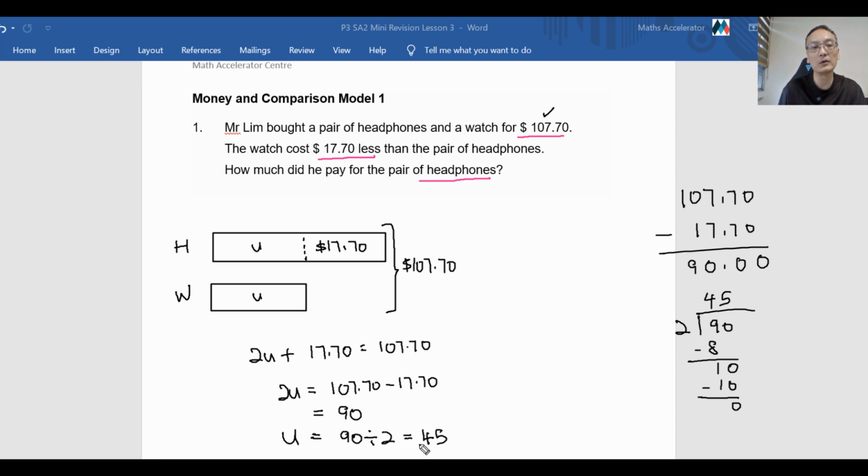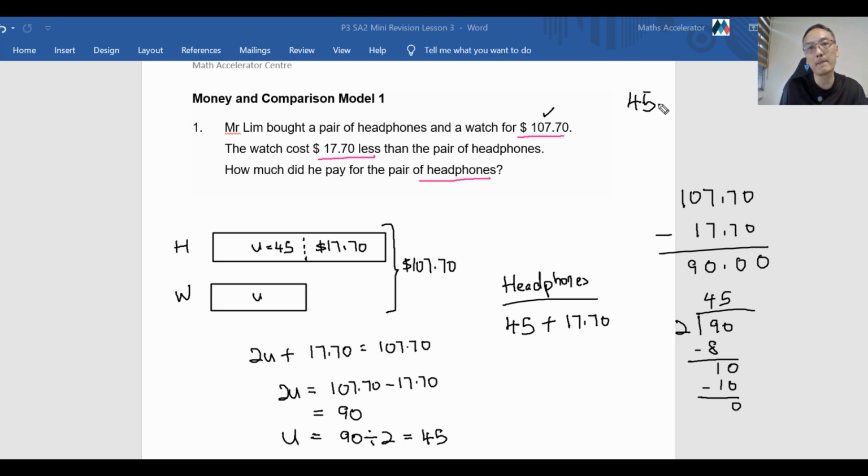So now that we found the value of 1 unit, we need to find the value of the headphone. We found out that 1 unit is 45. So if this unit is 45 and we need to find the cost of the headphone, we simply add these two numbers together. 45 plus $17.70. Okay, let's do our working over here.